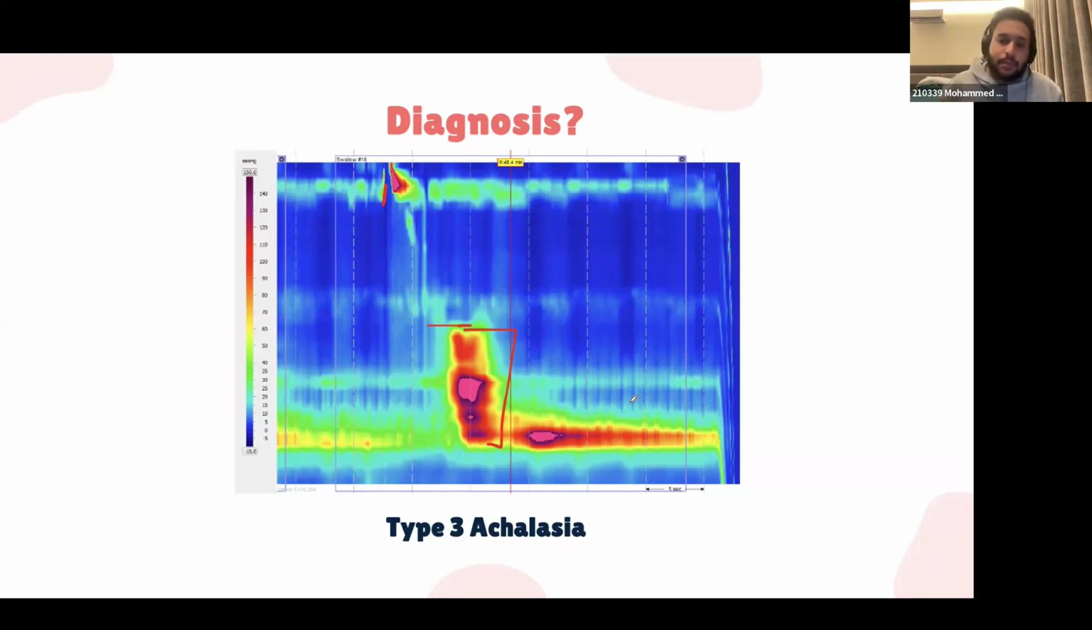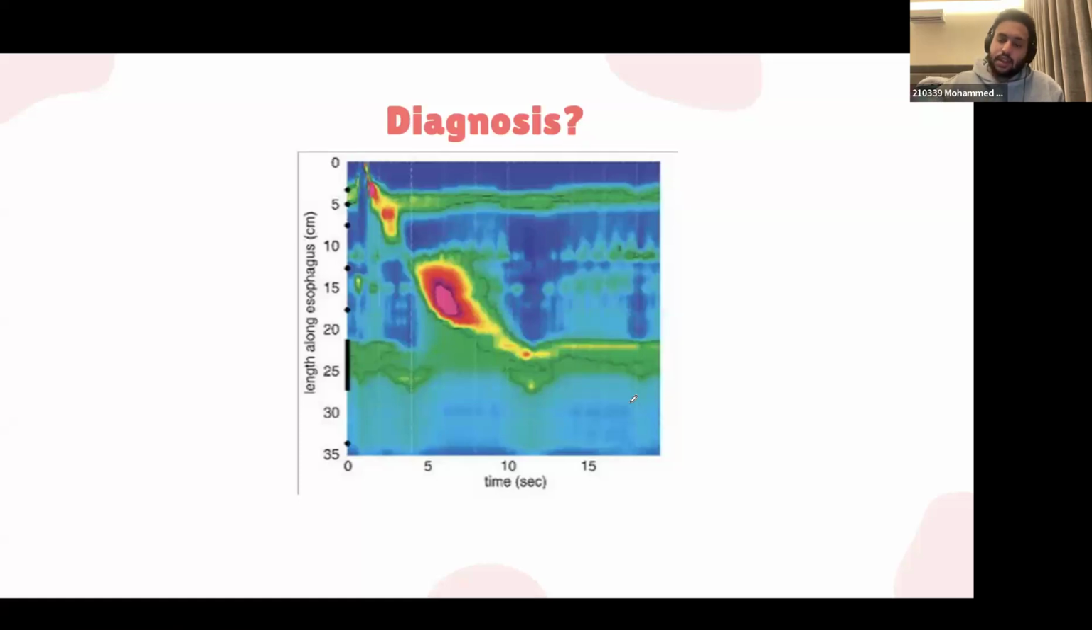If balloon dilation didn't work, you try medical management. If this didn't work, you try surgery. If they can't do surgery, you do Botox. And that's it for achalasia. This is what Dr. Walid wants you to know from his lecture, the surgical esophageal topics. Now I go to this. What does this patient have?